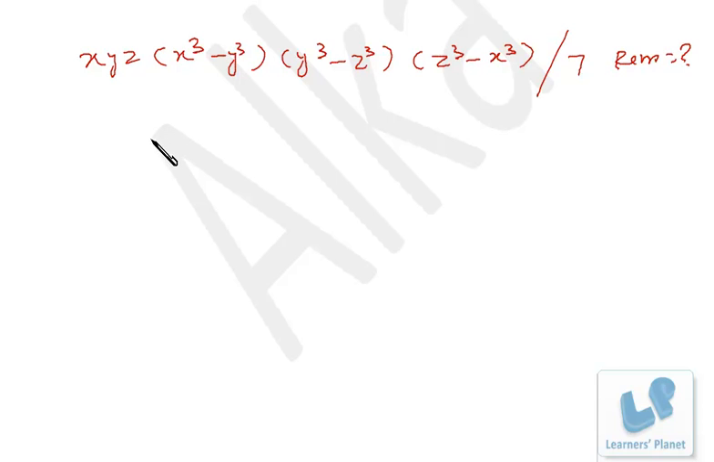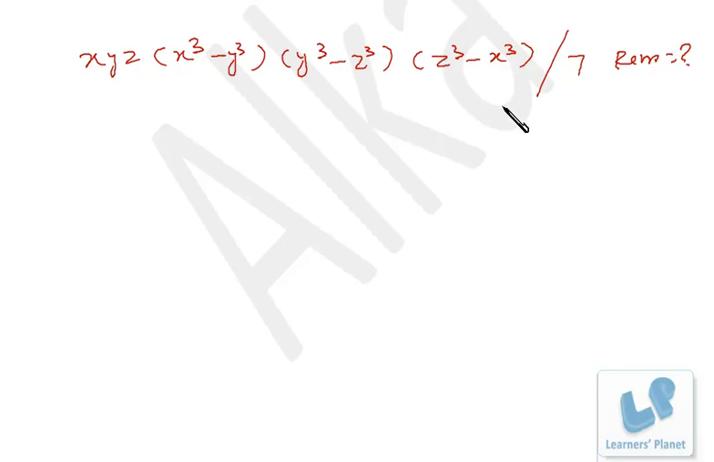Now I have this question. Here x, y, z are integers, and if this expression is divided by 7, what is the remainder, that we have to find out. Whenever these sort of questions are asked, friends, just put in comfortable values of x, y, z. Do not try to interpret anything, because that will be really time consuming. So do take the comfortable values of x, y and z.